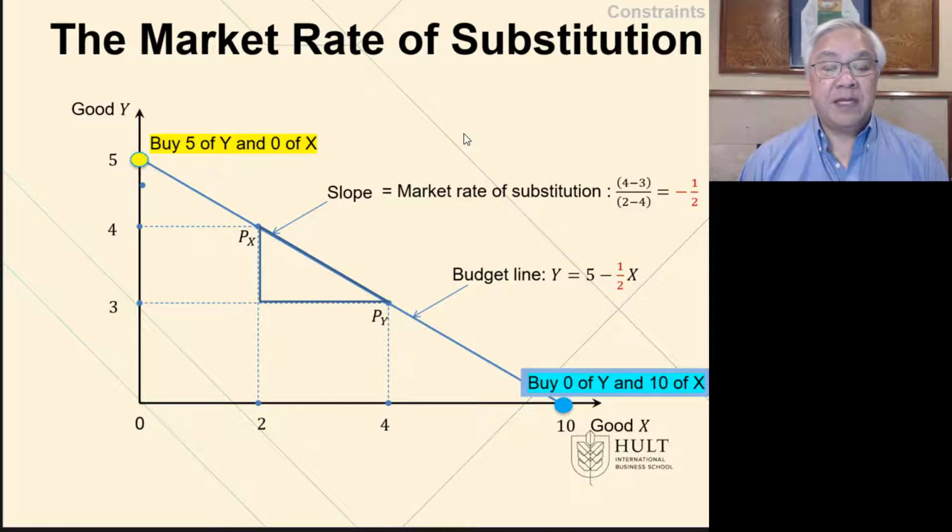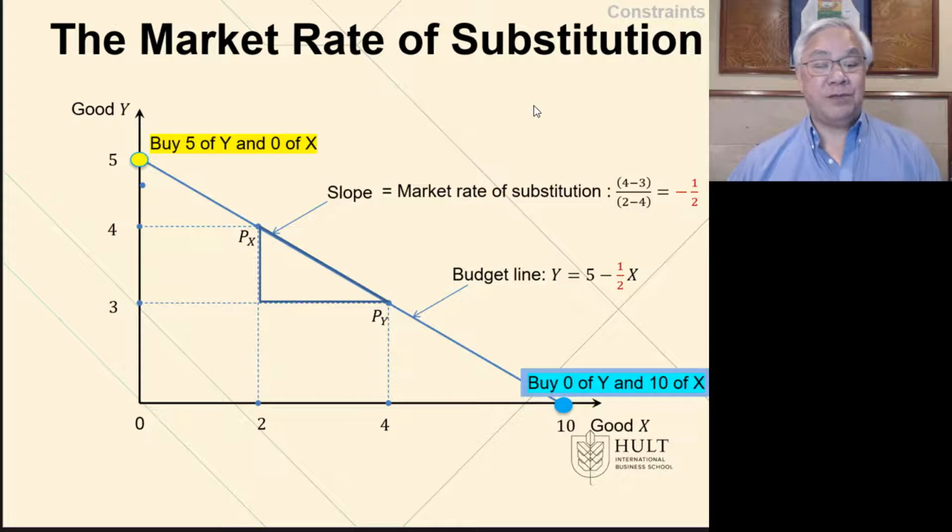The slope is rise over run, you remember that? So if we start with the point here, the rise is 4 minus the rise for the next point, which is 3. So the numerator is 4 minus 3. Then the run is here, it's 2 minus 4. And that simplifies to minus 1 over 2. And that is the rate of substitution, that for every 2 of X that we have, we can only get 1 of Y.